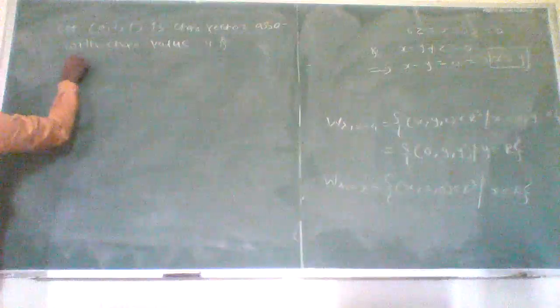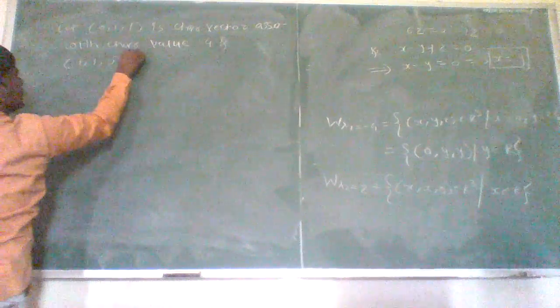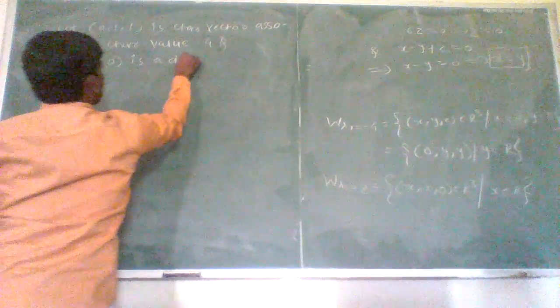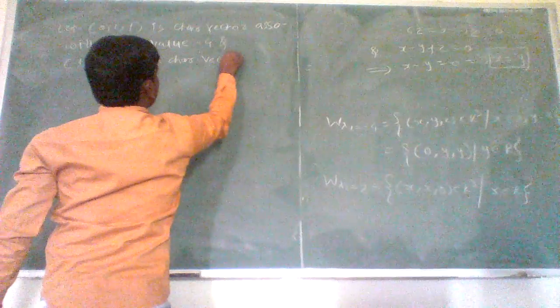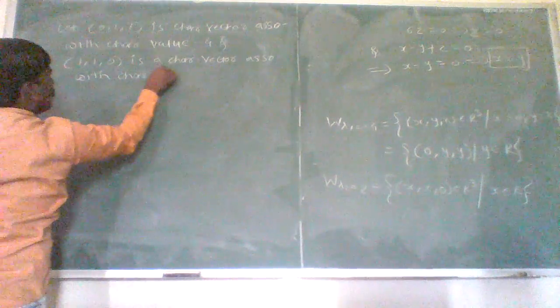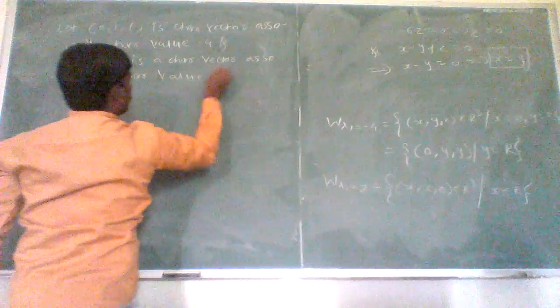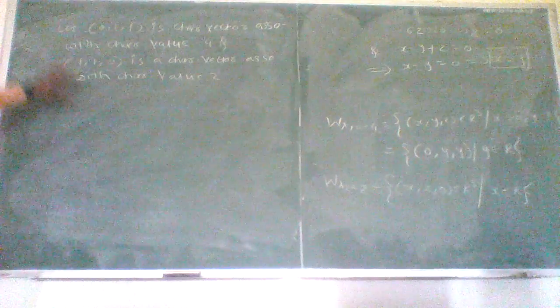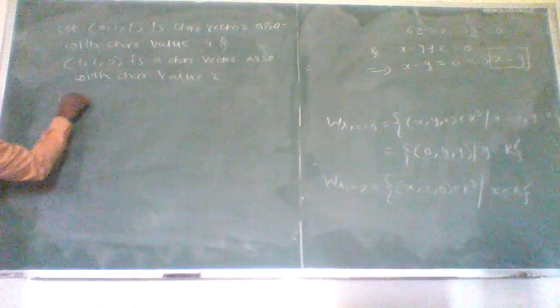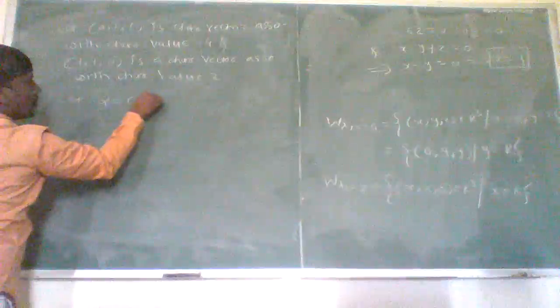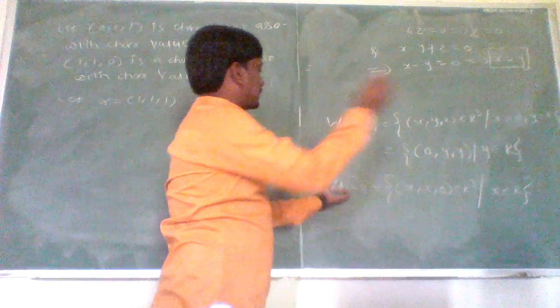and (1, 1, 0) is a characteristic vector associated with characteristic value 2. Okay. Now we have to find out the third vector. Let alpha equal to (1, 1, 1). Now the elements of the eigenspace corresponding to eigenvalue lambda 2 are nothing but (x, x, 0).